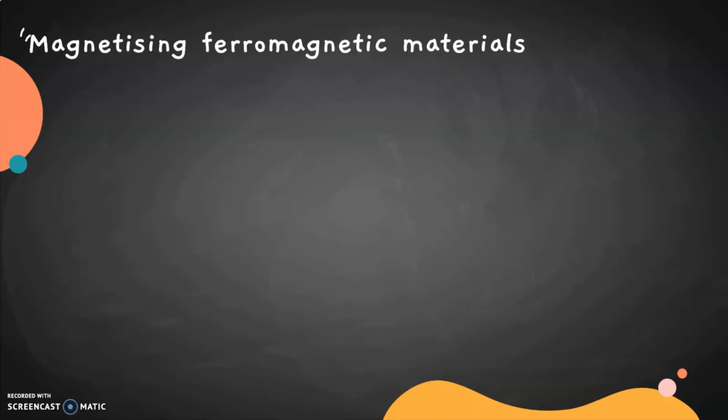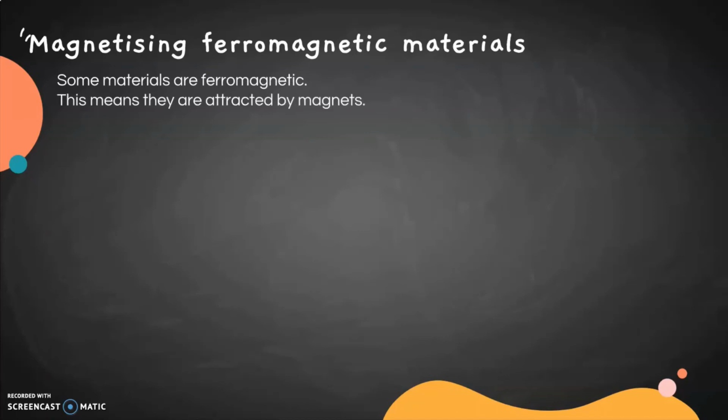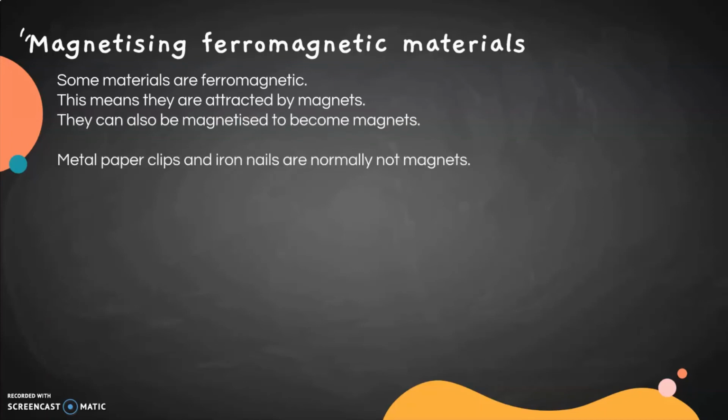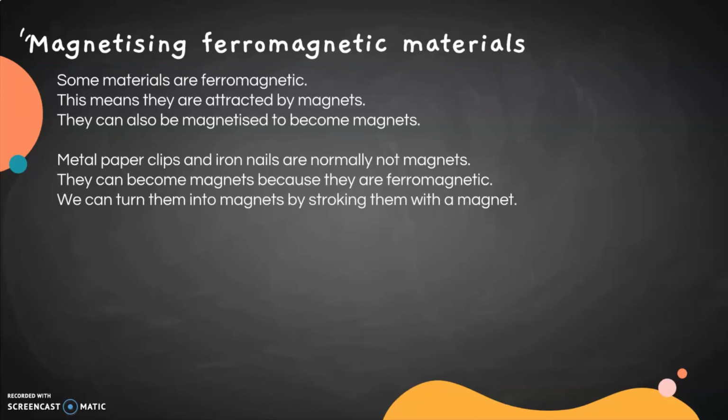Ferromagnetic materials. Some materials are ferromagnetic. This means they are attracted by magnets. They can also be magnetized to become magnets. Metal paper clips and iron nails are normally not magnets. They can become magnets because they are ferromagnetic, because they are attracted by magnets.